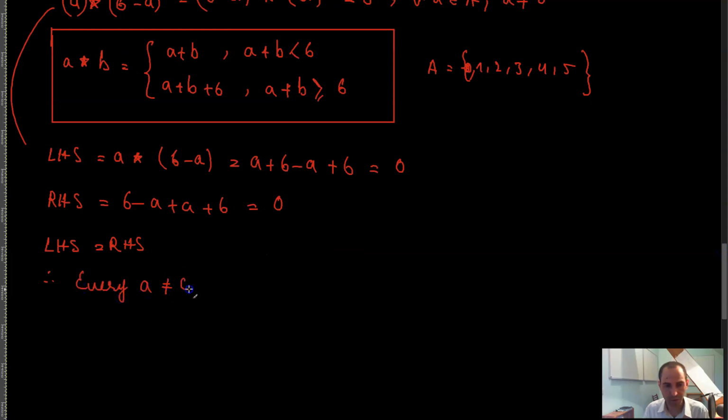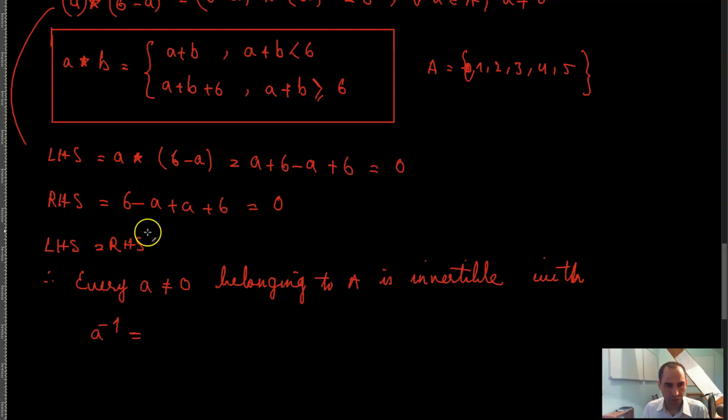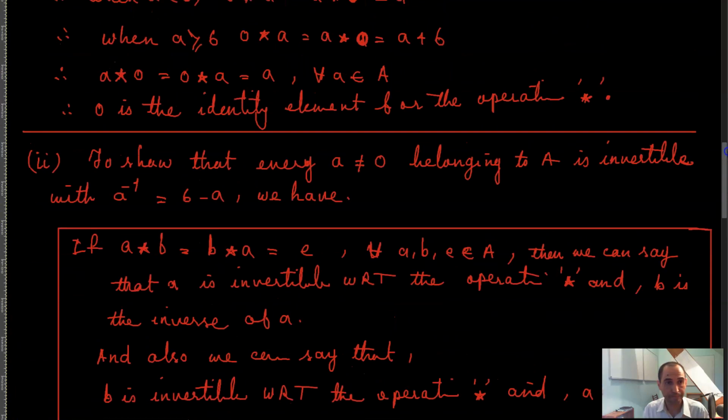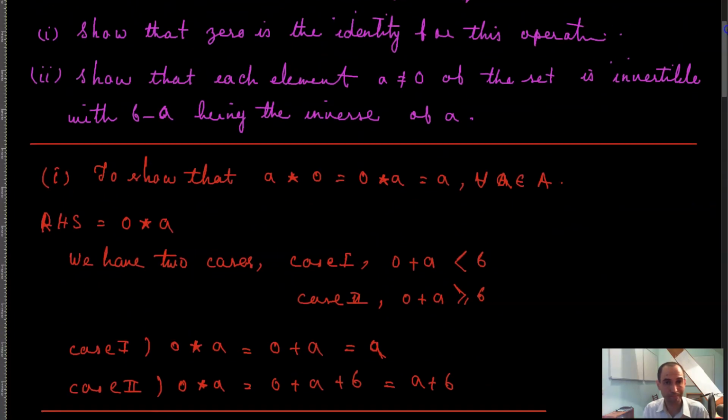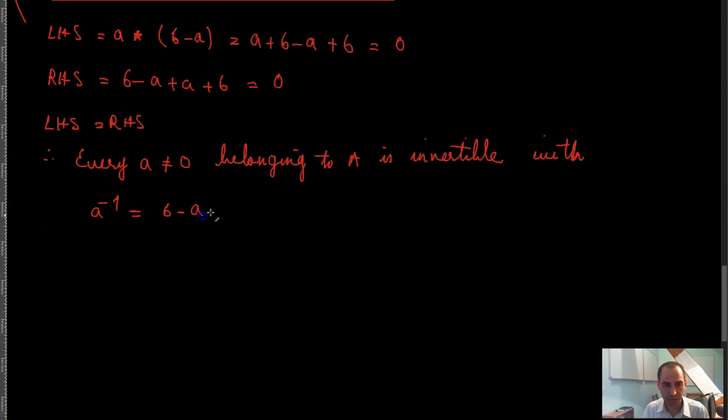every a not equal to 0 belonging to A is invertible, with a inverse equal to, what was the inverse? A inverse is equal to 6 minus a, where basically a is not equal to 0 and e is equal to 0 belonging to A, right? So that is basically the conclusion. So that is basically how you solve this problem. Okay.